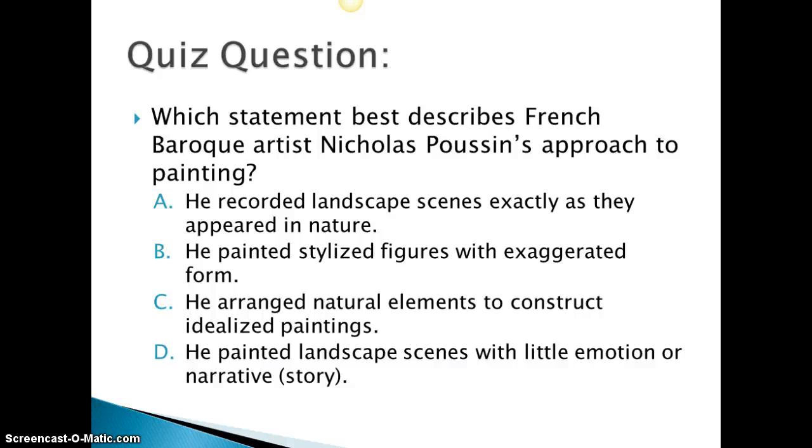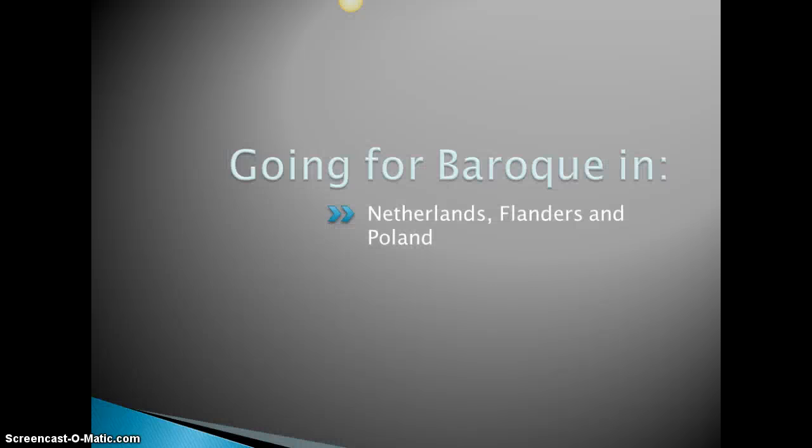So a quiz question that you may see coming up: which statement best describes French Baroque artist Poussin's approach to painting? Did he record landscape scenes exactly as they appeared in nature? Did he paint stylized figures with exaggerated form? Did he arrange natural elements to construct idealized paintings? Did he paint landscape scenes with little emotion or narrative, aka story? So think about what I just said, and this is a quiz question you will see very soon.